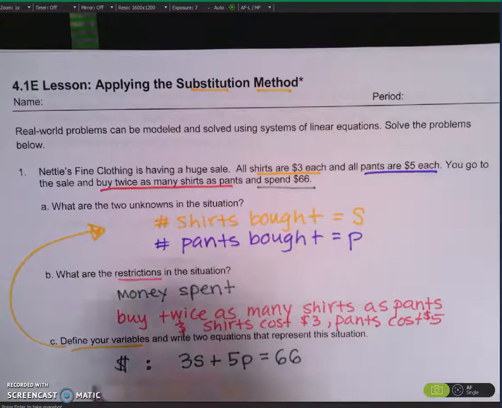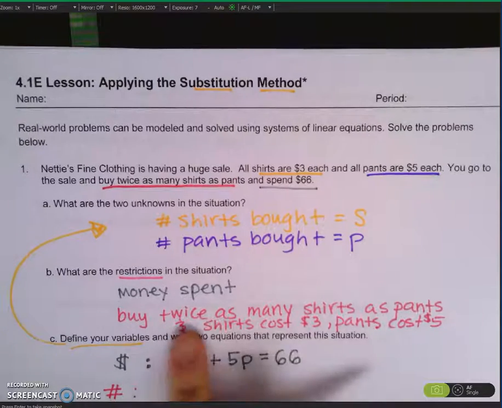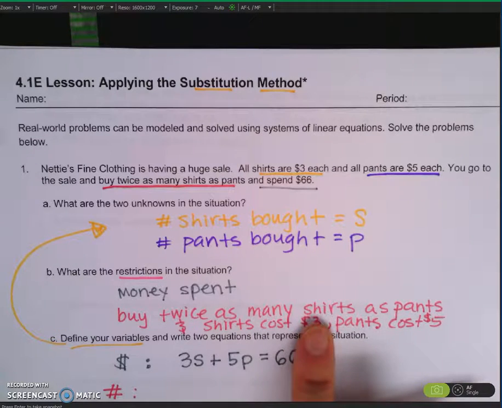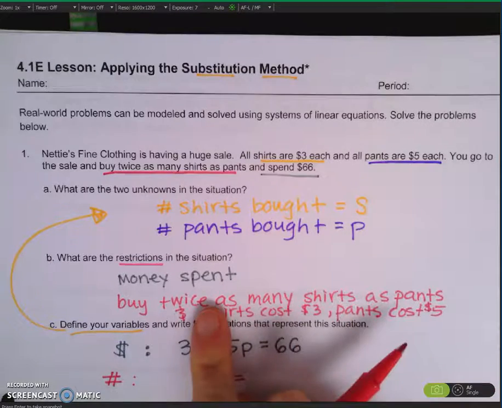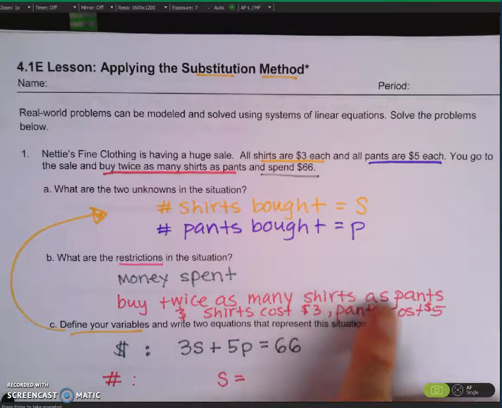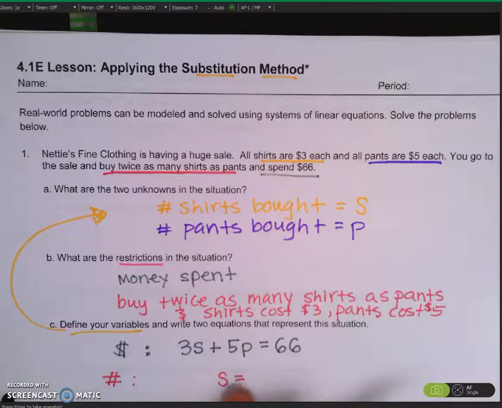Excellent. Now the next equation is going to be about the number I bought. You buy twice as many shirts as pants. Which one did you buy more of? You bought more shirts. So this is an equation for shirts. I want to multiply by 2 because it says twice. Should I multiply the number of shirts, which I already have more of, or multiply by the number of pants, which I have less of? If I want these to be equal, I'm going to multiply 2 by the quantity that I have less of, which is my pants. Excellent.